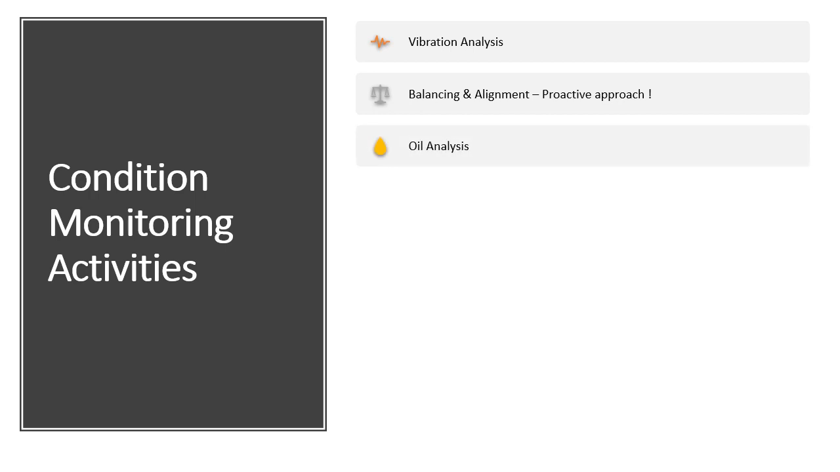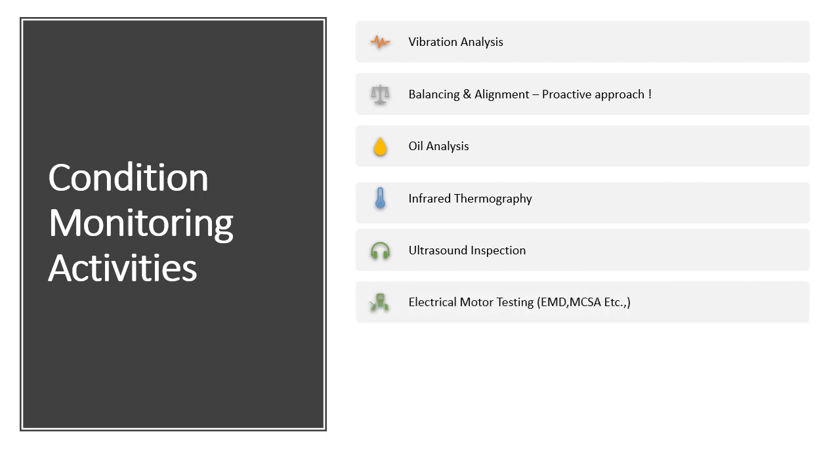And we have oil analysis, which includes used oil analysis, including ferrography, wear debris analysis, and so on. And we have infrared thermography for electrical, mechanical, and process applications. And we have ultrasound inspection for bearing monitoring and ultrasound aided lubrication. And we have electrical motor testing, including electrical motor diagnosis and motor current signature analysis.